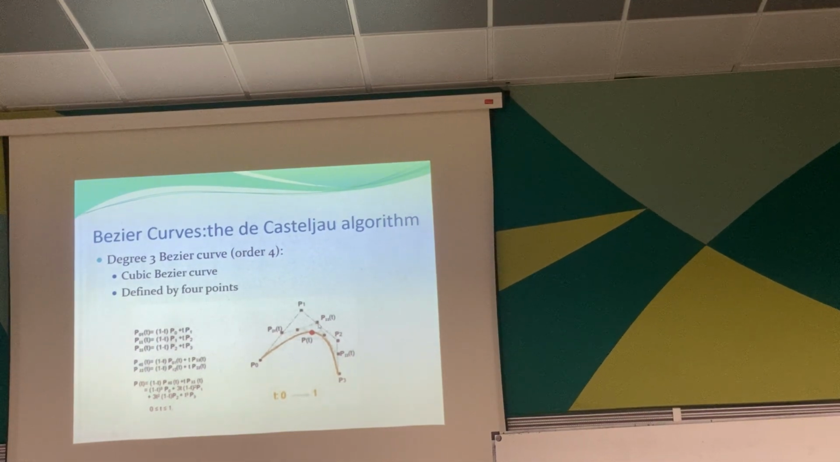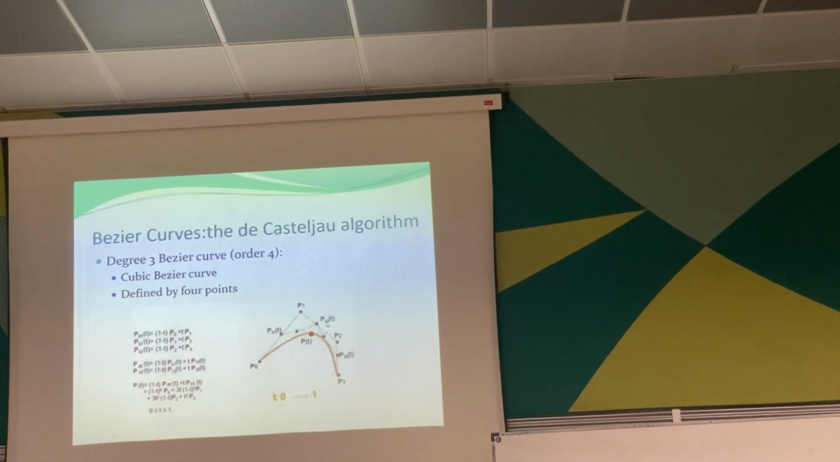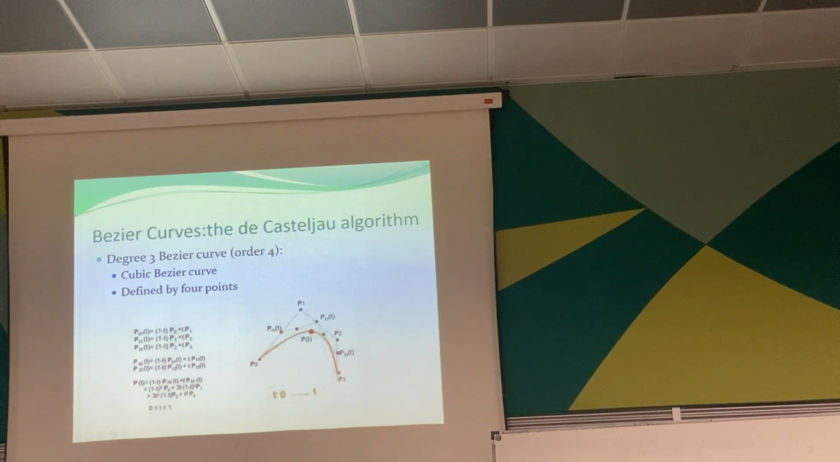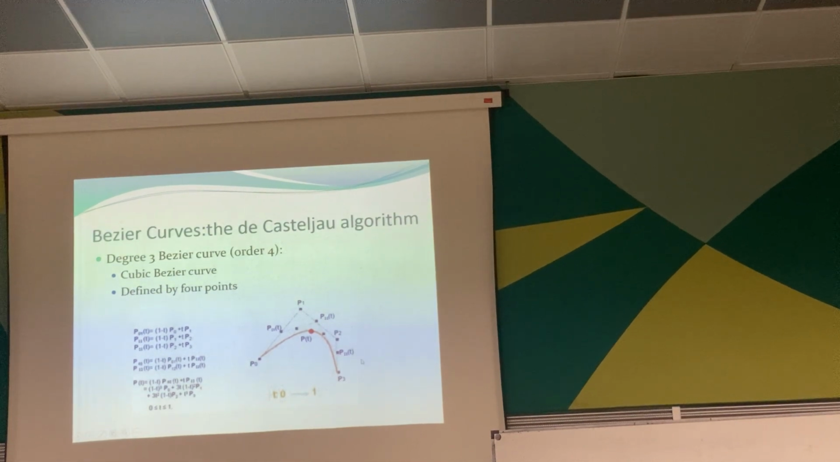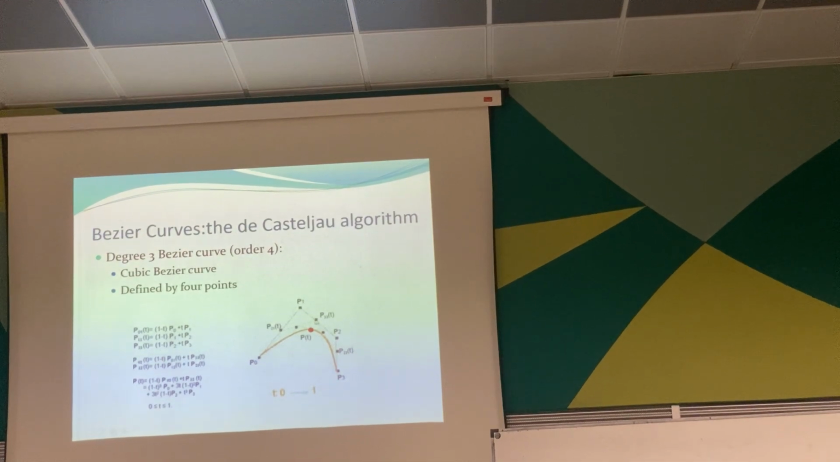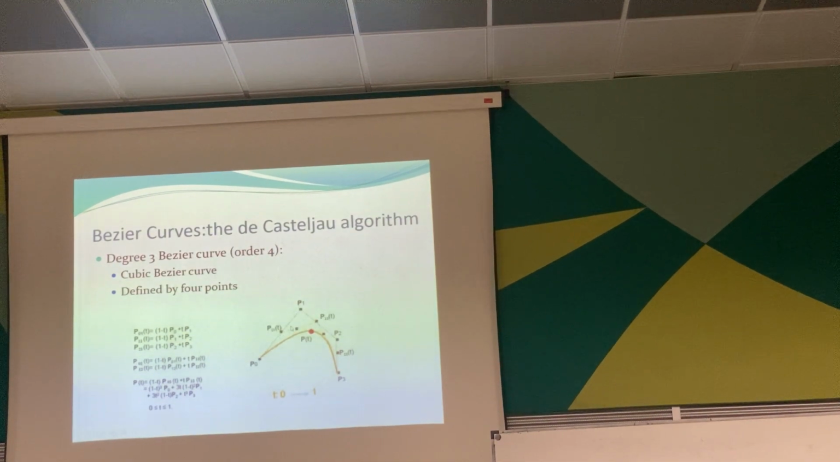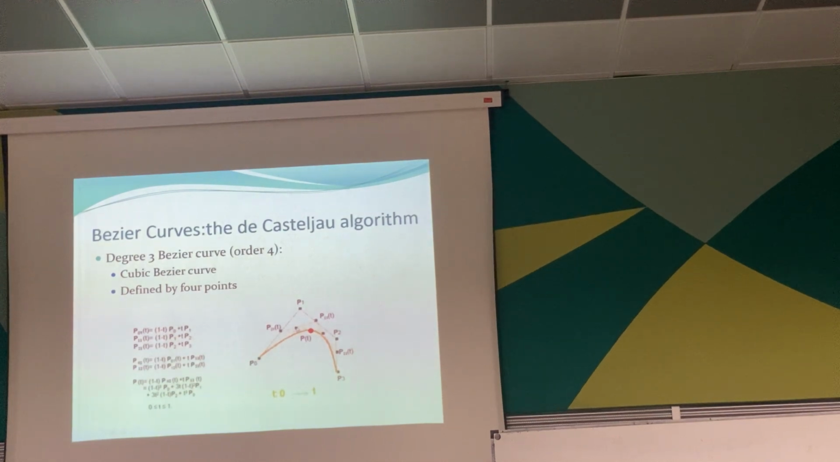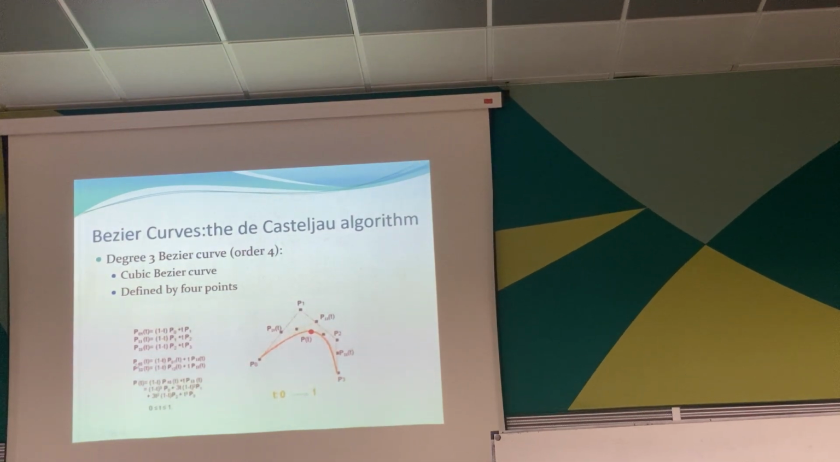1 minus t of your P1 plus t of P2. So you get this one, P12. Then P2 and P3: 1 minus t of P2 plus t of P3. Then you get your P23. So after you get these 3, now one more time. These 2: 1 minus t of P01 plus t P12, then you get this one. Here it's called P02.